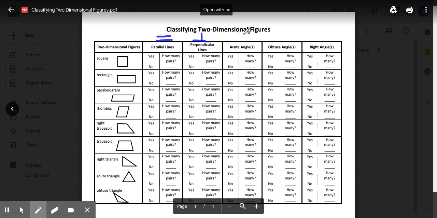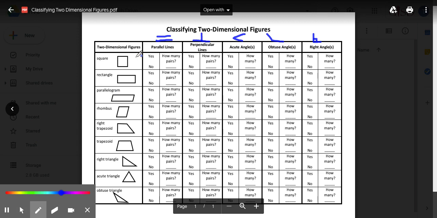An acute angle is an angle that is less than 90 degrees. An obtuse angle is an angle that is greater than 90 degrees. And then a right angle is exactly 90 degrees, and it has a little square in the corner to show you that it's 90 degrees.